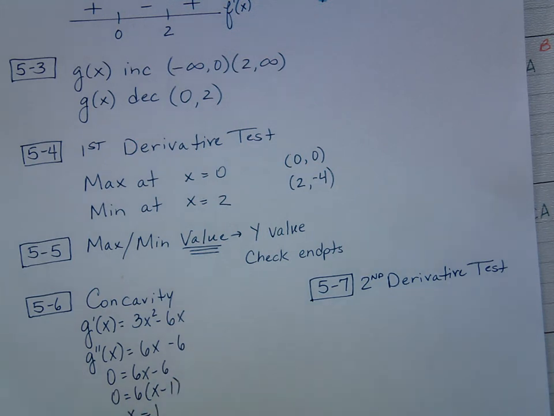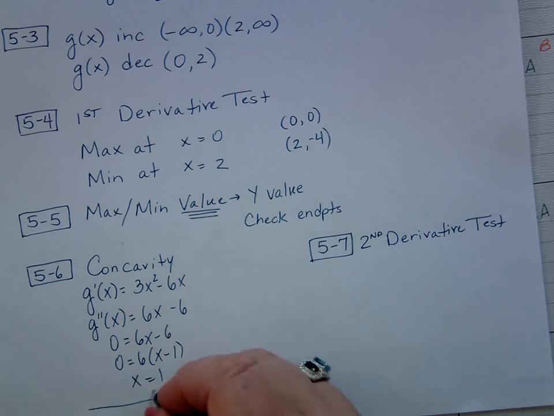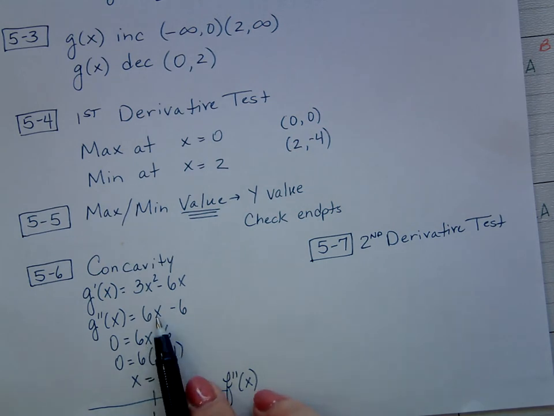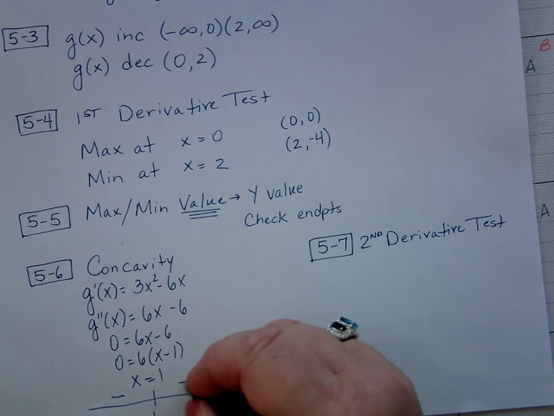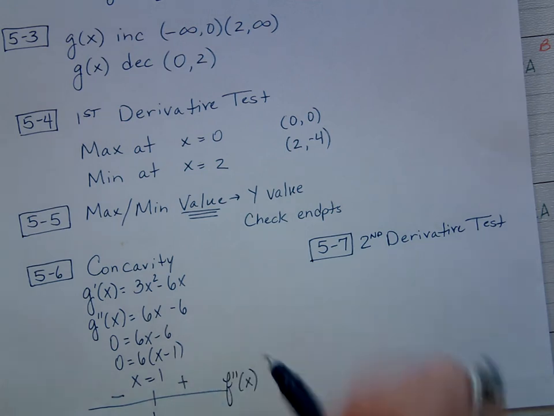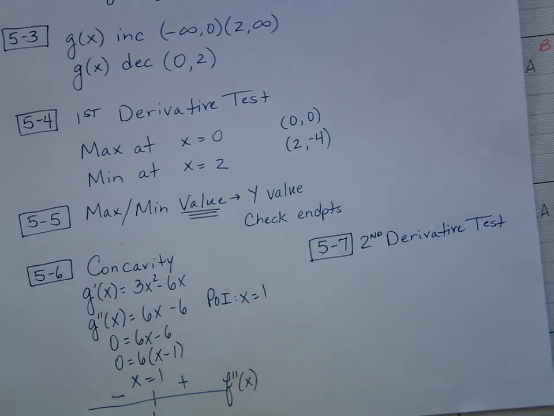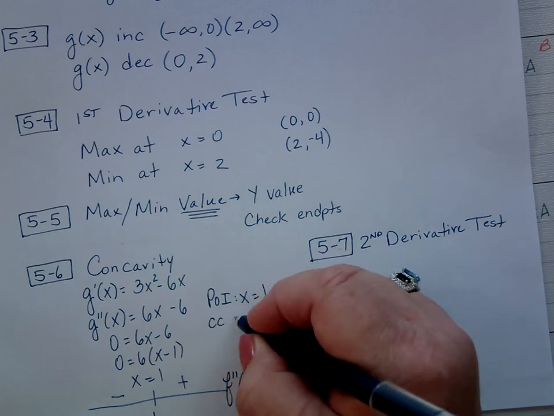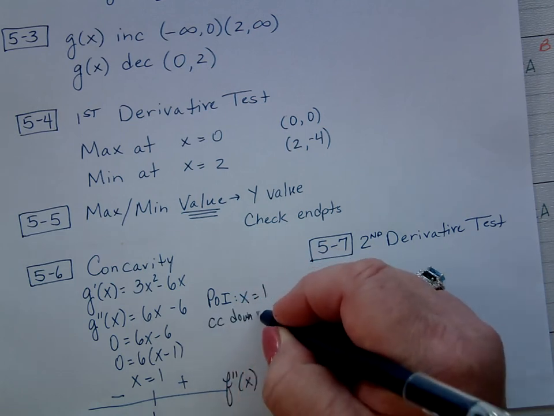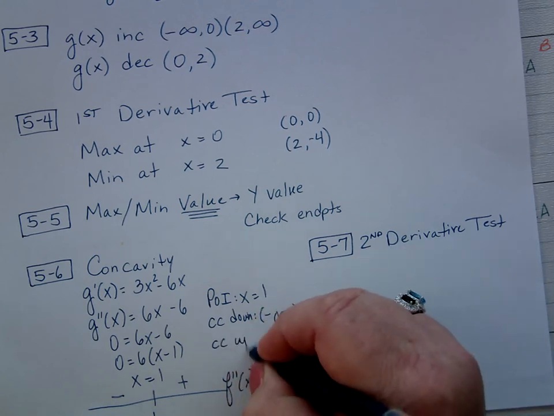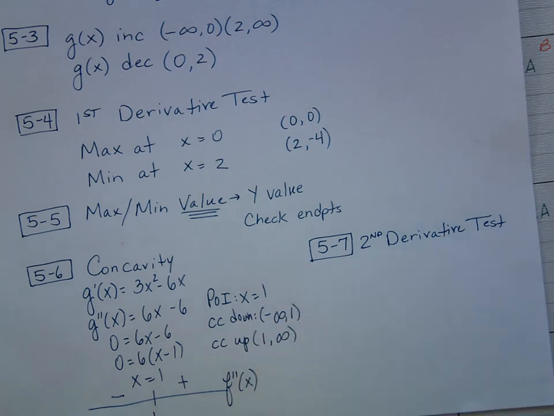so I get x equals 1. I create a sign chart for the second derivative. So I take a number to the left of 1, like 0. That gives me negative. I take a number to the right of 1, like 2. That gives me a positive. And since it's changed signs, I know I have a point of inflection at x equals 1. And I also know from my sign chart it is concave down from negative infinity to 1, and concave up from 1 to infinity, because my sign chart says that.